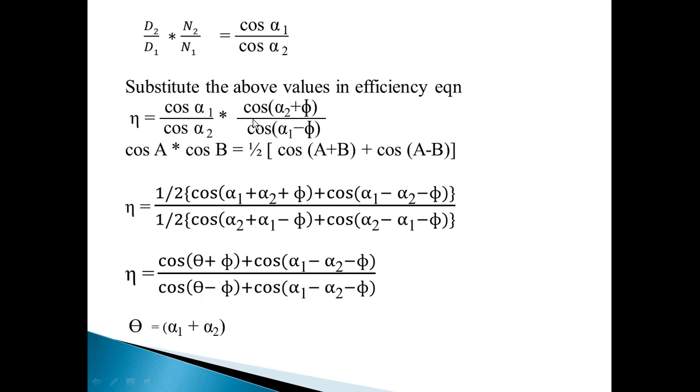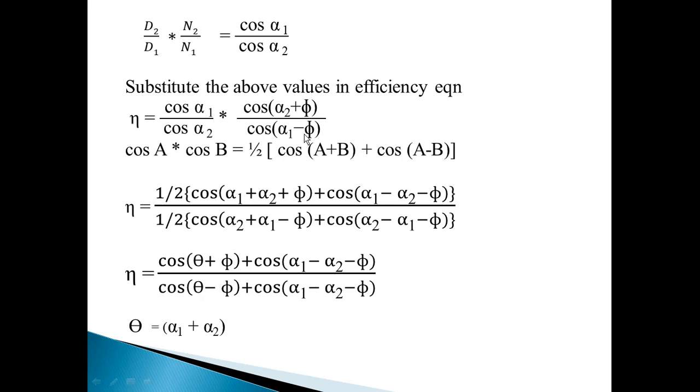So if you look at the equation, you will find the whole value of efficiency in terms of the spiral angle for the driver and driven gear along with the helix angle and the friction angle. So cos of alpha 1 into cos of alpha 2 plus phi upon cos of alpha 2 into cos of alpha 1 minus phi. This is the final equation for the efficiency.